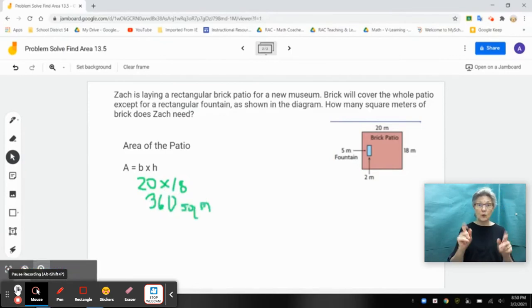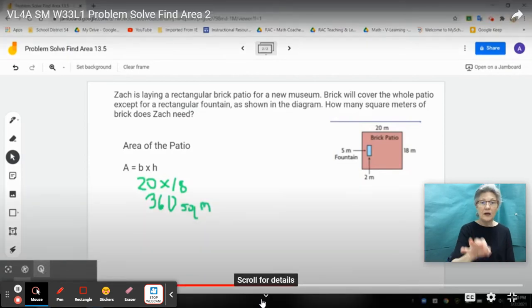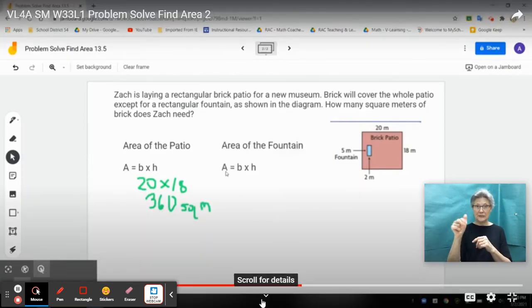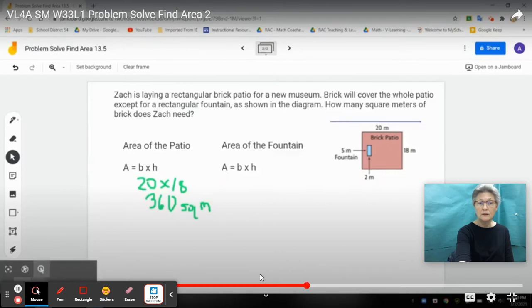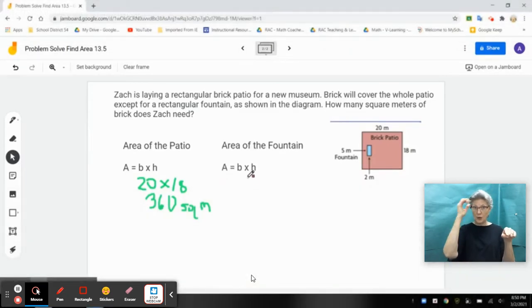All right, step 1 done. Now on to step 2. Find the area of the fountain. Do we know our area? Nope, that's what we're solving for. Do we know our base? We do, and that is 5 meters. Okay, so we'll multiply our 5 meters times our height, which is 2 meters. 5 times 2 is 10 square meters. You got it.